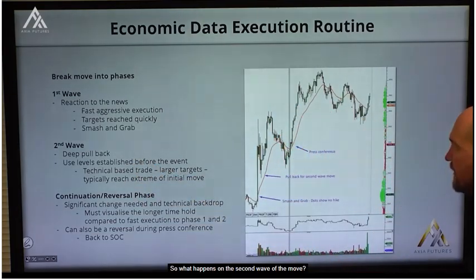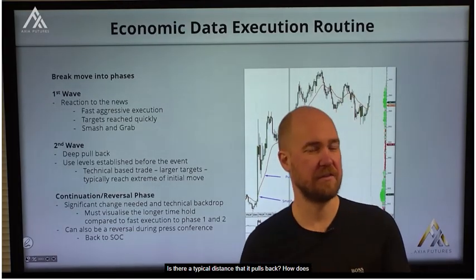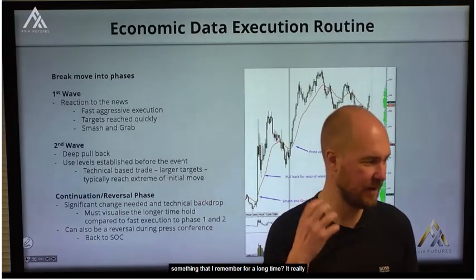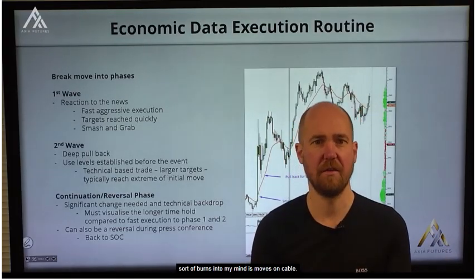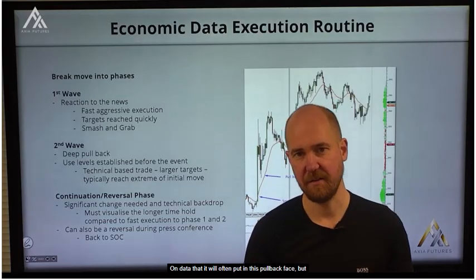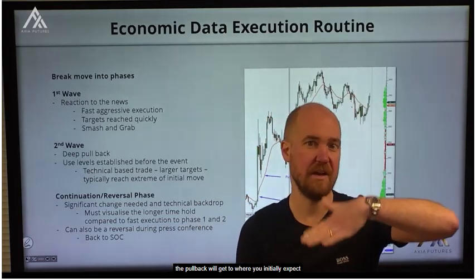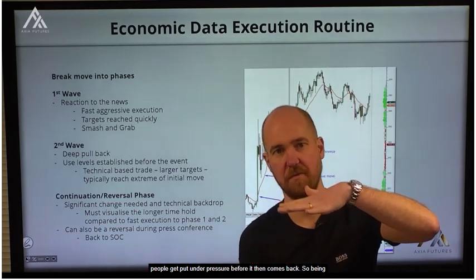So what happens on the second wave of the move? Is there a typical distance that it pulls back? How does the market stall and turn around on a pullback? Something that I've remembered for a long time, it really sort of burns into my mind, is moves on cable, on data. It will often put in this pullback phase, but the pullback will get to where you initially expect and often overshoot that. And that's where people get put under pressure before it then comes back.